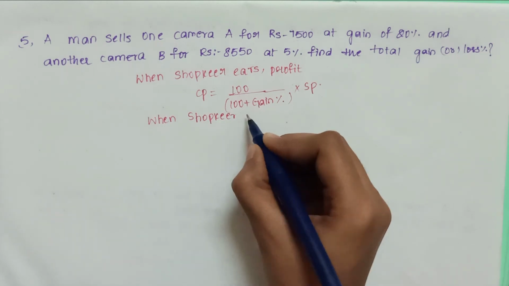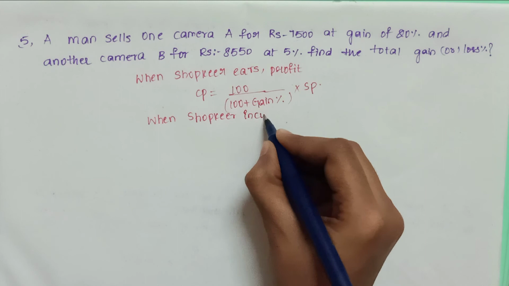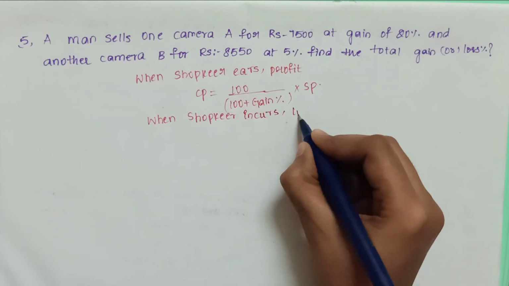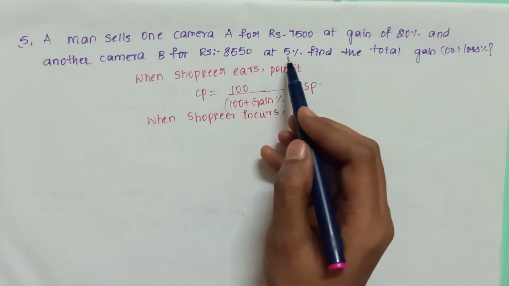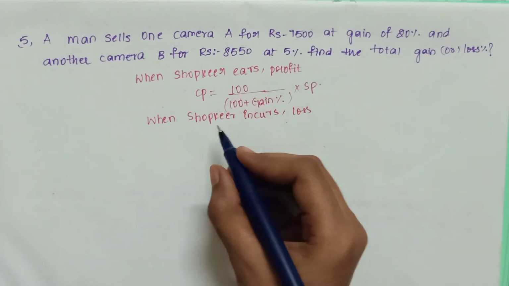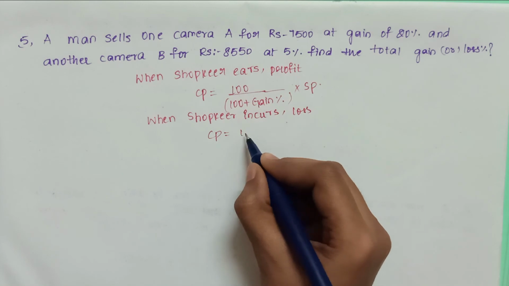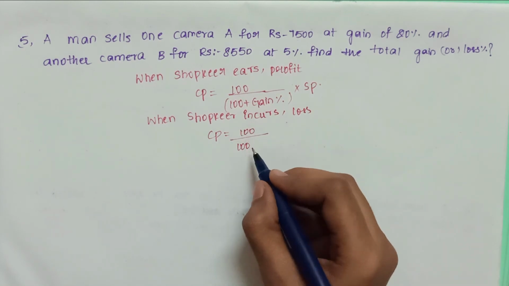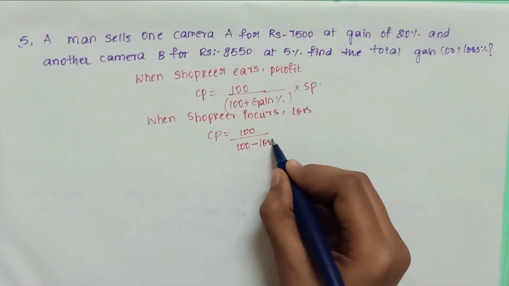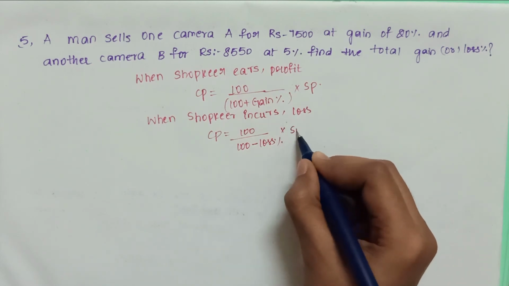Next formula, when the shopkeeper incurs loss, that means 8,550 at 5%, that means loss. So CP is equal to 100 by 100 minus loss percent into SP.